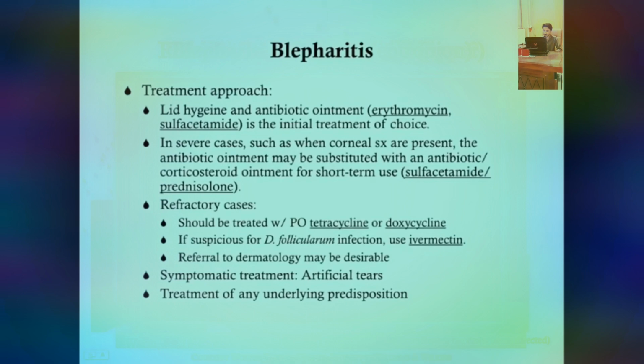Refractory cases, you can treat with tetracycline or doxycycline orally. If it's suspicious for Demodex folliculorum, you can use ivermectin, and generally you'd be suspicious if multiple therapies have failed. So you've tried the lid hygiene and antibiotic ointment, that's failed. You've tried the PO tetracycline, that's failed. Then you can try using ivermectin. And by that point, usually a referral to dermatology can be desirable because they have a little bit more knowledge in treating this stuff. As far as the dry eyes, definitely give them artificial tears.